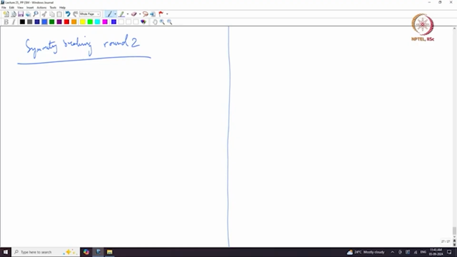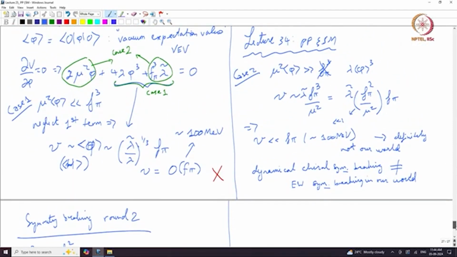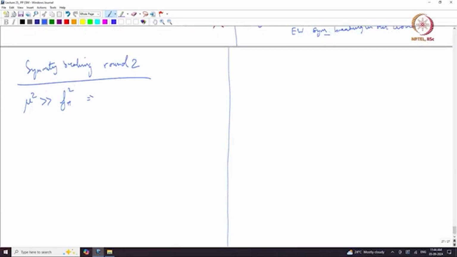So, imagine now that you actually had mu squared again much larger than other scales in the problem. For instance, mu squared is still larger than f pi squared, so that you can now neglect the third term.